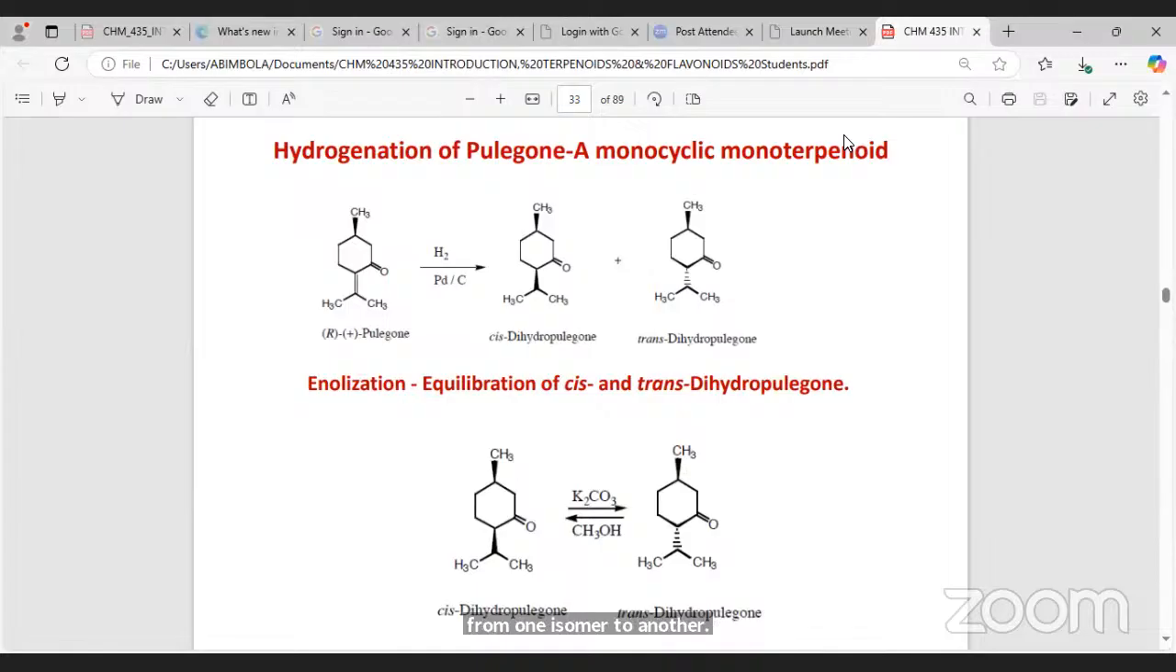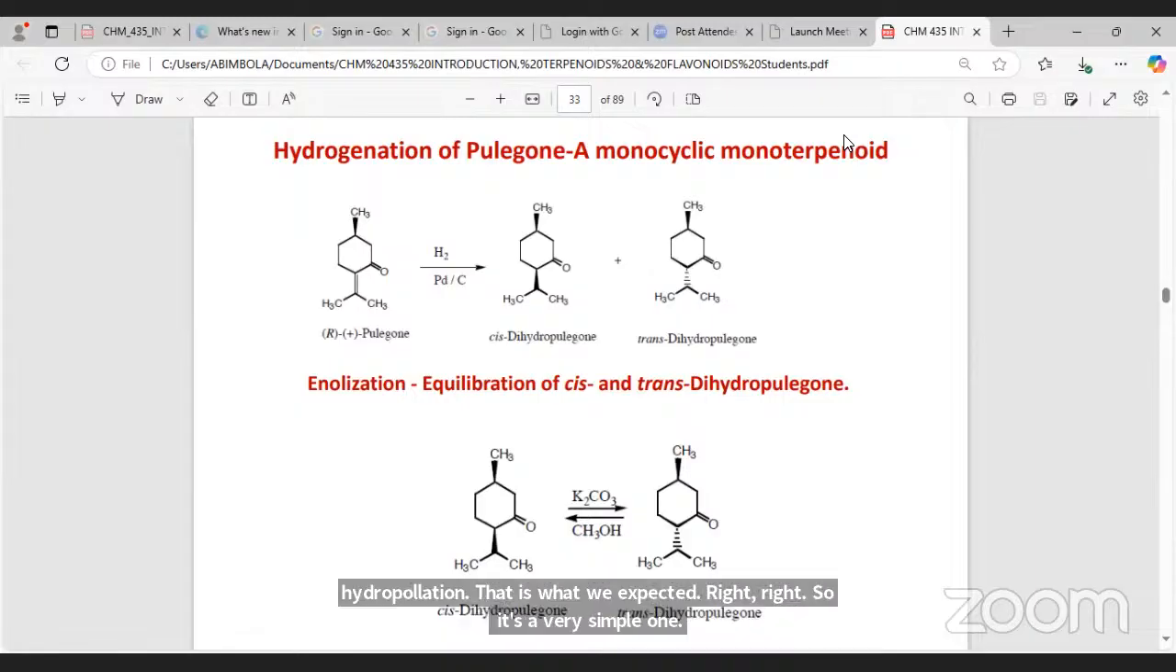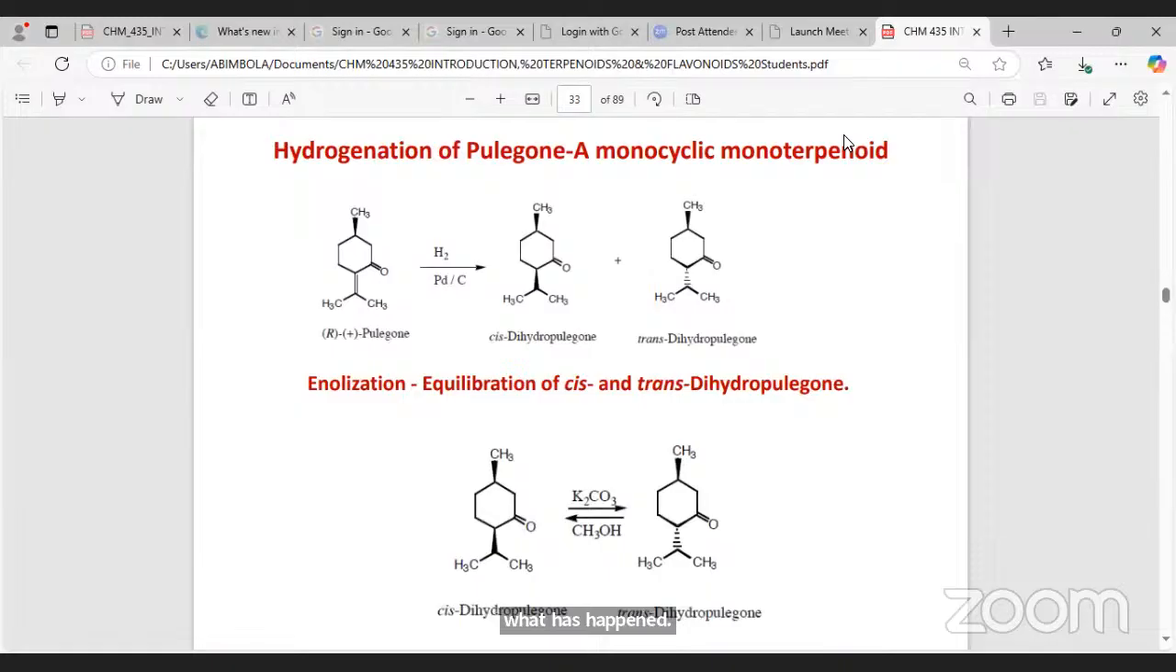So if the question says, show a reaction scheme that indicates transition of cis dihydropulegone to trans isomer, or that shows the transition of isomers of dihydropulegone, that is what is expected. So it's a very simple one. Nobody expects you to cram anything. Just understand what is happening. We are trying to make them be in equilibrium. Remember, equilibrium means that this is a reversible reaction. So if I put this reaction, it can go forward or backward. So that is what the slide is talking about.